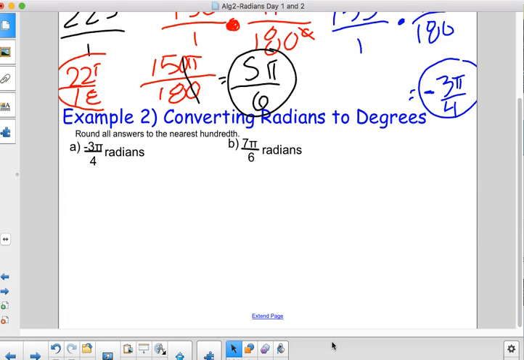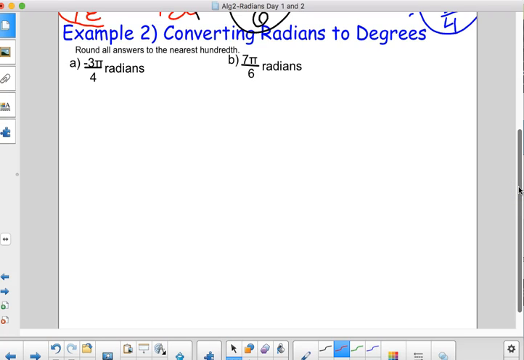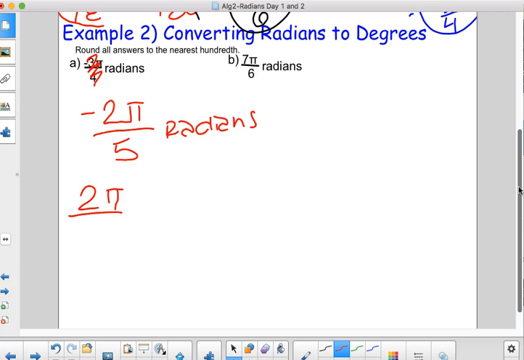Now we're going to go backwards. I'm going to change this one. Let's do negative 2 pi over 5 radians. So that's an angle. It's negative. So is this angle measuring up or down? Down. But if I asked you, what does 2 pi over 5 radians look like, you wouldn't be able to tell me what it looks like. So we're going to convert it because we know how to convert between the two.